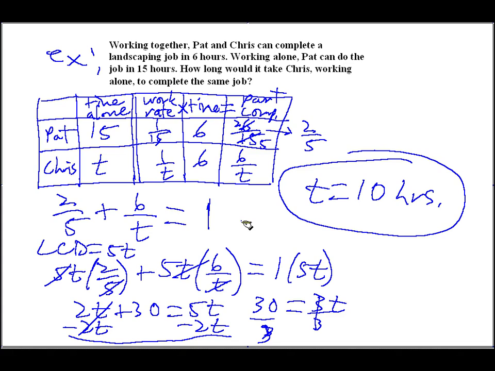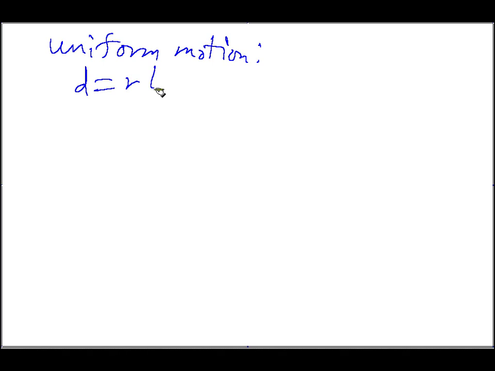Let's look at uniform motion. Let me clear out the screen here. If you recall, the uniform motion problem involves the distance formula. D is equal to rate times time. Now, we're going to do it a little bit differently in this section because in the word problems in this section, the distances are given to you. So let's solve this equation for t.